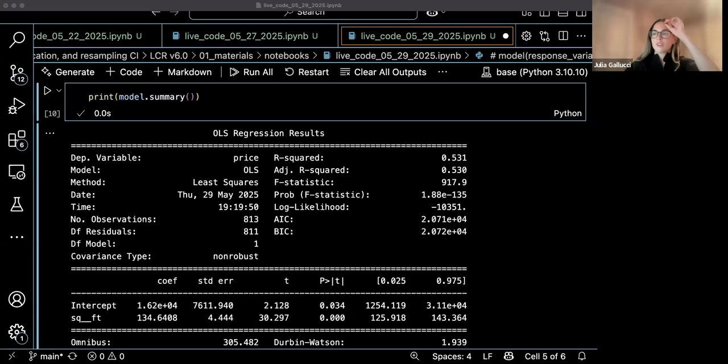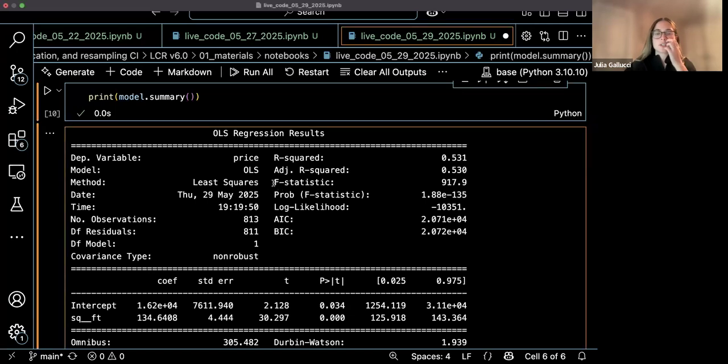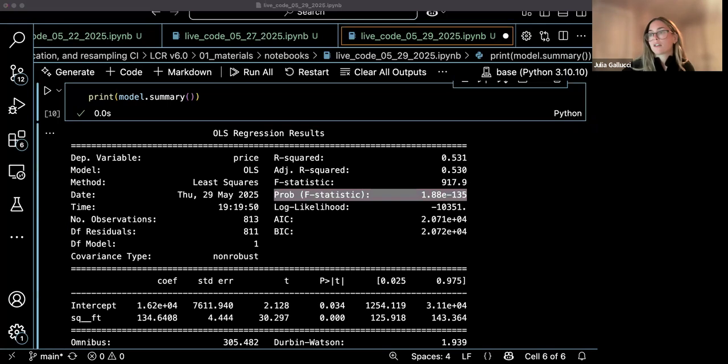Okay. So the last thing I want to highlight is the F statistic here, which is quite large. And then there's also the corresponding p-value underneath, which is super significant. So this indicates that this model fits the data better compared to a model that would just predict the average price for all observations.